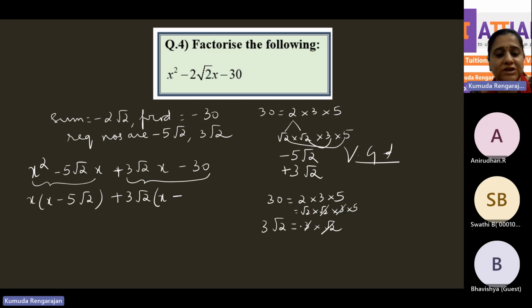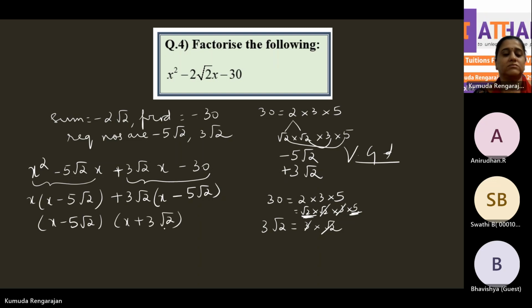Now 3 root 2 into what is 30? What are the remaining factors? 3 root 2 is common, so the remaining factor is 5 root 2. Am I clear to everybody? All right. So now x minus 5 root 2 into x plus 3 root 2. Very good, Swati.